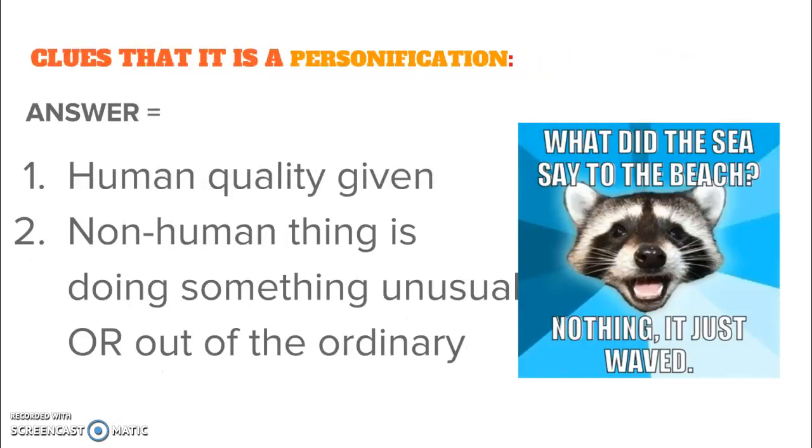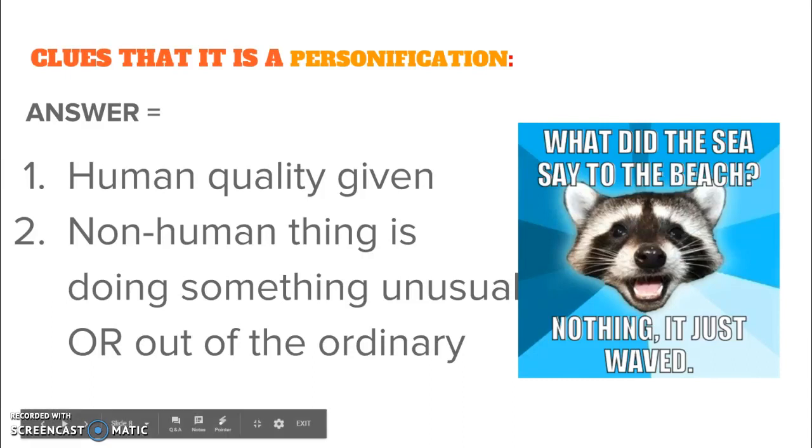Here are your clues. If you're asked to identify or create personification, you must look for the human quality given. So number 1, look for that human quality given. Number 2, look for non-human things that are doing something unusual or out of the ordinary. So if you're reading a passage of poetry or a story and a non-human thing is doing something strange or unusual, it's probably the author personifying that thing. Okay, so look for these 2 clues next time.